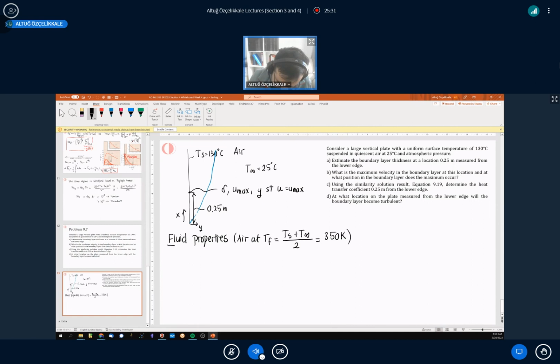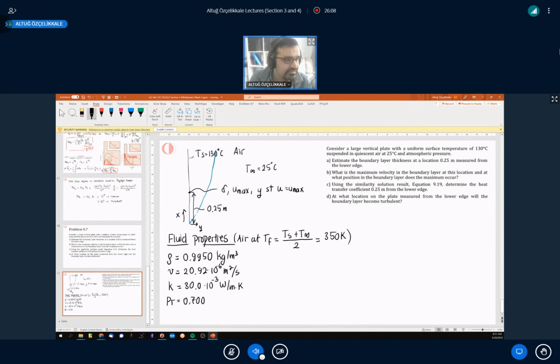And under those conditions, density of air, kilogram per cubic meter, kinematic viscosity is 7.92 times 10 to the power minus 6 meters square per second. Thermal conductivity is 30 times 10 to the power minus 3 watt per meter Kelvin. And the Prandtl number is 0.7. We need one more property, one more thermodynamic property.